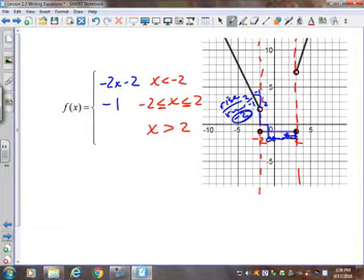I can count up 1, 2, 3 over 1. And that makes my rise over run 3 over 1, or 3 for the slope. Then if I count down 1, 2, 3 over 1, my b is going to be 1. So I can write my y equals mx plus b equation: y = 3x + 1. So you've got to be able to count rise over run. You've got to be able to find a y-intercept.